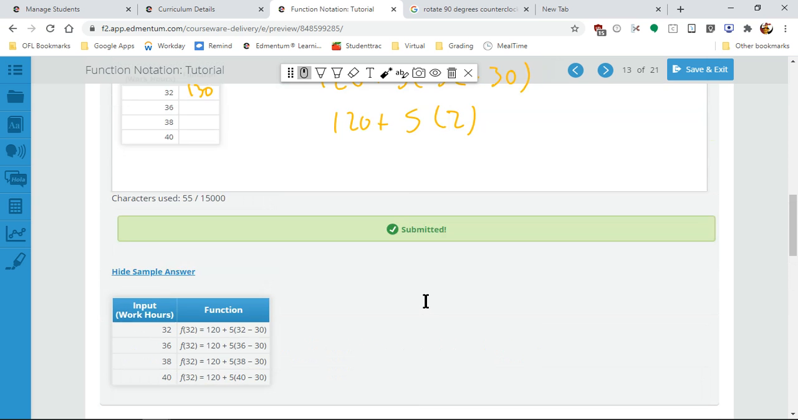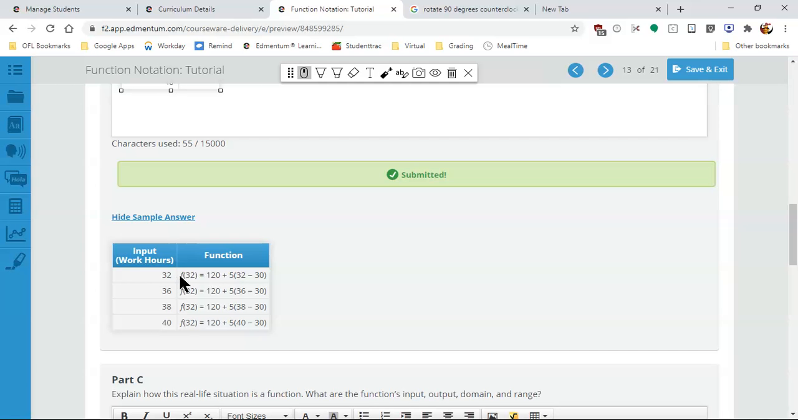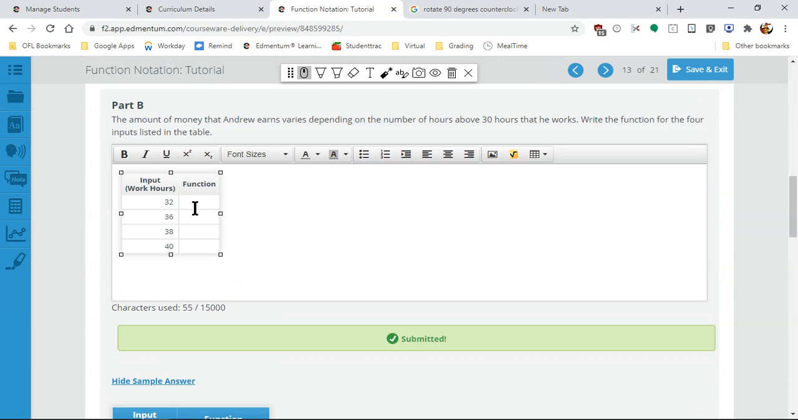Real life, how would we do this, domain and range, blah, blah, blah. So they just want you to write in this part, our function. I don't know why they're doing F. Honestly, they told us our function was W for wages. So our function is W of 32 equals 120 plus 5 times 32 minus 30. This is how you would write it down for all of them. The only difference is what our input is.